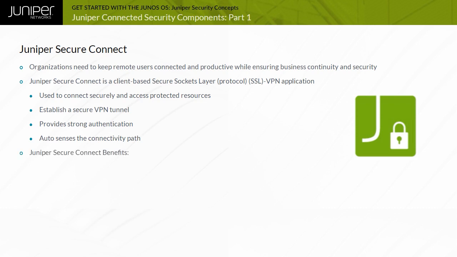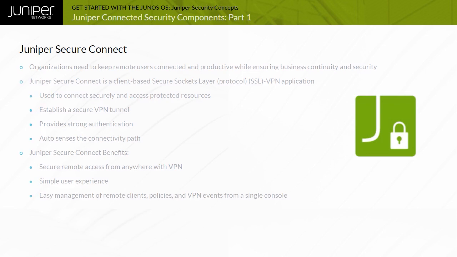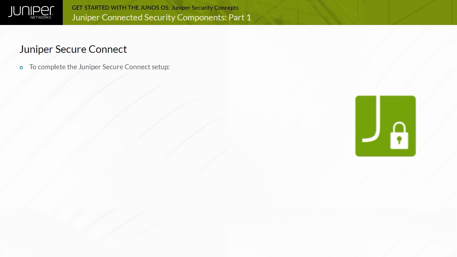The benefits of Juniper Secure Connect are: secure remote access from anywhere with VPN, simple user experience, easy management of remote clients, policies, and VPN events from a single console using JWeb. To complete the setup of Juniper Secure Connect application, your system administrator must first configure remote access on the SRX series device. After the remote access is configured, when you connect to the SRX series device using the Juniper Secure Connect application, all the required configurations are downloaded automatically. Refer to the Juniper Secure Connect Administrator Guide for more details.